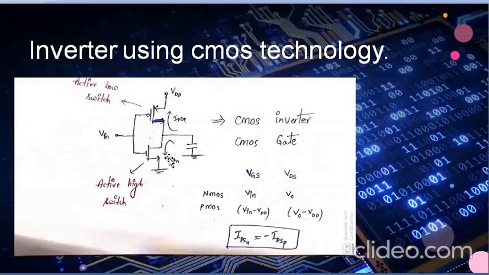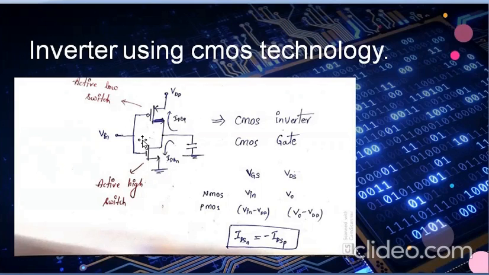The lower network is known as the pull down network, and the upper side network is known as the pull up network. We design the pull down network using NMOS, and we design the pull up network using PMOS. So here's the diagram for the inverter.